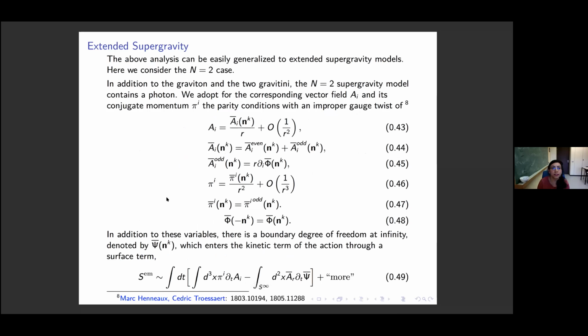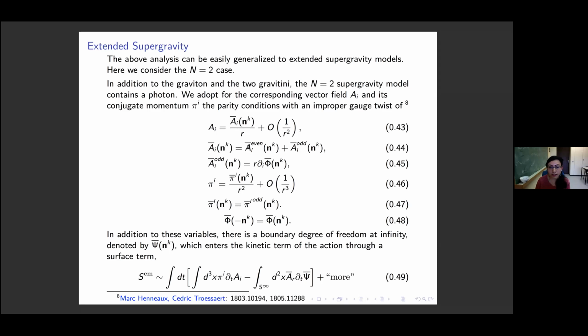Next, we also considered the case of extended supergravity. So we extended our analysis to the N equal to 2 case. In this case, in addition to the graviton, there will be 2 gravitini, and it also contains a photon. Now, the case of the photon was reviewed by Javier yesterday. So for the photon, we take a 1 by r falloff for the A field, and again we decompose it into odd and even parts.